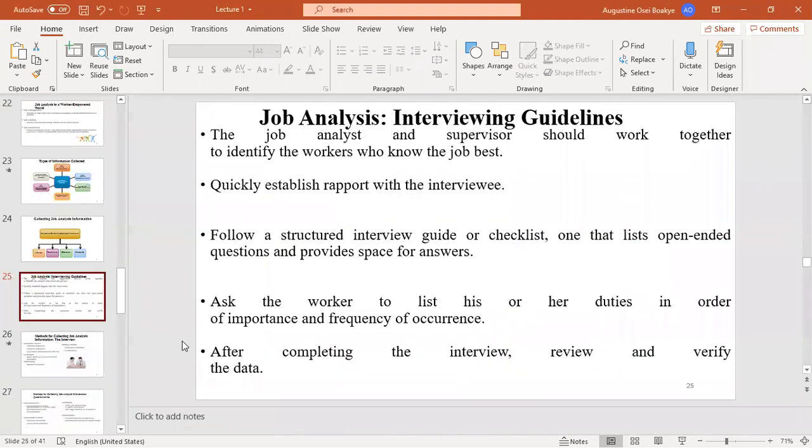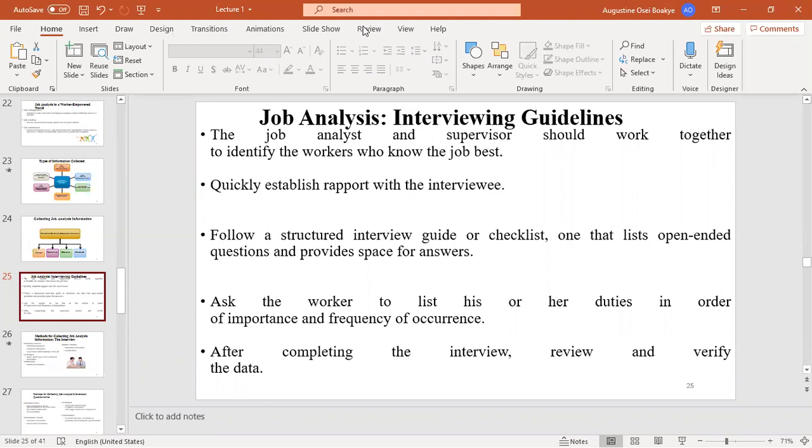Now, let's take job interviews or interviewing. So the first approach or research method that can be used to gather job analysis data is what we call interviews. In interviews, what happens is that the job analyst, having identified the department or the unit where they want to gather job analysis information, invites employees that are working and knowledgeable on the job to come forward and share their experiences with him or her.